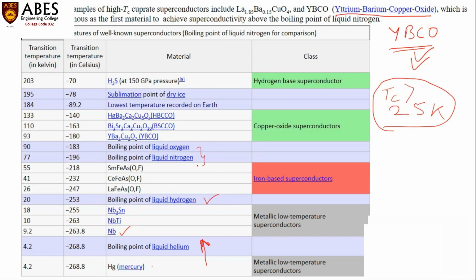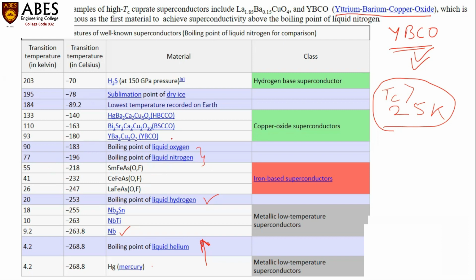Again, liquid oxygen and nitrogen are around 90 to 77 Kelvin. But in between, we have certain alloys, which are iron-based superconductors, which show superconductivity and are considered high temperature superconductors. These have transition temperatures of 55, 41, and 26 Kelvin. These are the lanthanide series elements, samarium, and again cerium and lanthanum. These are compounds made from a combination of lanthanide and iron-based compounds, which show superconductivity.